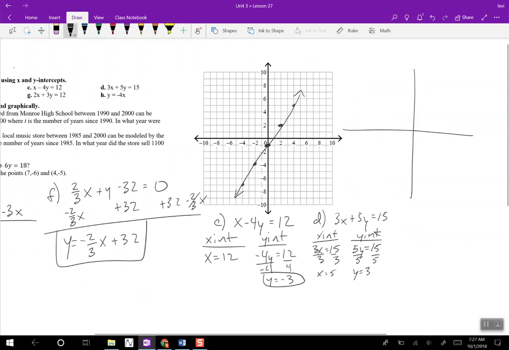So we'll do it over here, and we'll say, okay, now right there is 32. That's the point (0, 32). And then from there, we're going to go down 2 and over 3, and keep on going down 2 and over 3. And there's our graph.